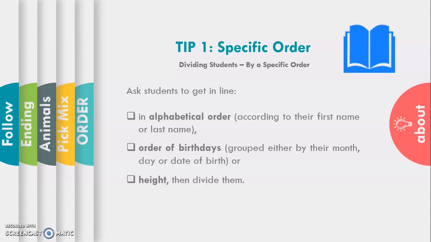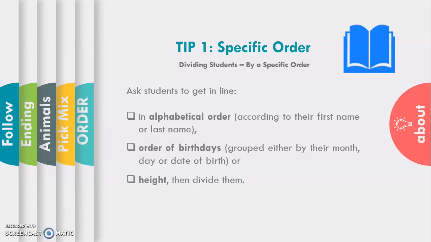So what you do is you ask your students to get in a line in the classroom using 3 meters. Firstly, in alphabetical order. You can use alphabetical order according to their first name or last name. Or you may wish to use order of birthdays. So you group your students based on their month, day, or date of birth. And a tricky one, you can even use their height. So based on their height, you can divide your students into groups or pairs.